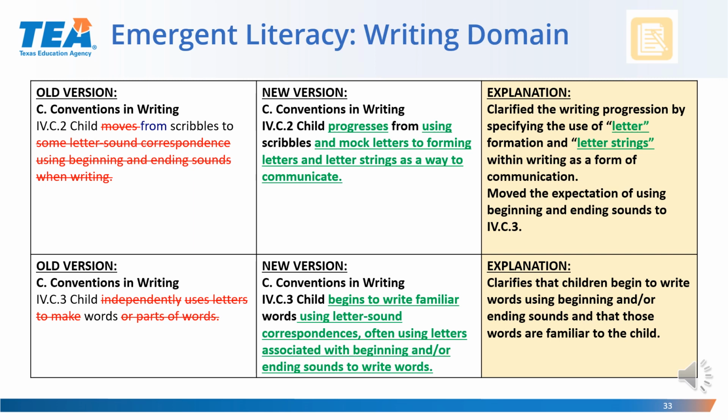Here are the revisions to the skill area of conventions in writing. 4C2 clarifies the progression of writing through letter forms and letter string formation within writing. This moves away from letter-sound correspondences, which is covered in the next skill 4C3, which clarifies that children begin to write words using beginning and/or ending sounds and that those words are familiar to the child.